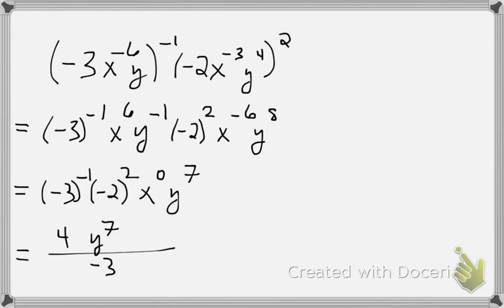Why didn't you put the x? Because anything to the 0th power is 1. Okay. Anything to the 0 power is 1. So what's 4 times 1? 4. Is still 4. So does that make sense? Whew. Let's do another one.